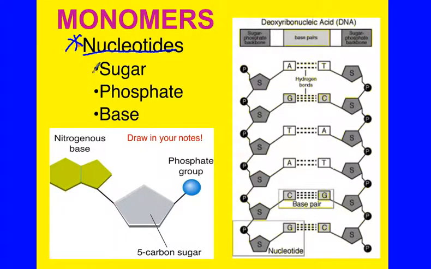Nucleotides have 3 parts: a sugar. So in this drawing, this part right here is our sugar. And then we have a phosphate, so here's our phosphate. And then a nitrogen base, so this little part over here is our nitrogen base. And you can see in this picture, if we take our nucleotides and connect them together one at a time, it builds this sort of ladder-like structure.